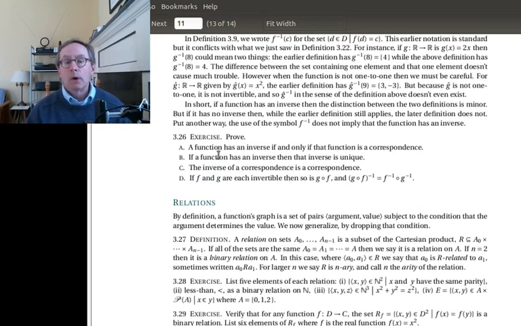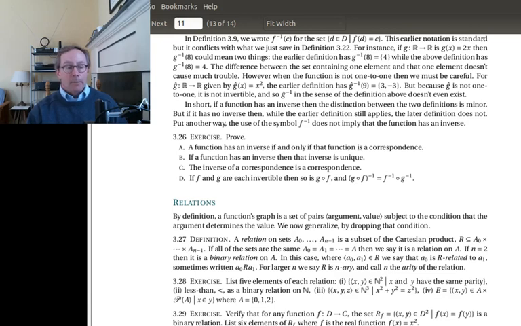Okay, so I want to talk about 3.26 A, B, C, and D. The first one says a function has an inverse, so there is an inverse function, if and only if that function is a correspondence. So this is an if and only if statement, so the most usual way to prove an if and only if statement is to have two halves, if and only if. So you might start off, for example, showing that if a function is a correspondence, then it has an inverse. And now, new paragraph, if a function has an inverse, then that function is a correspondence.